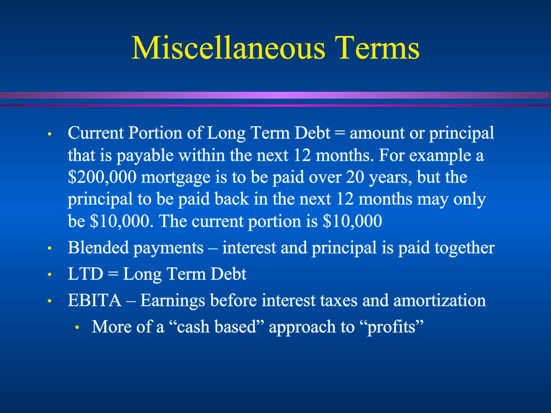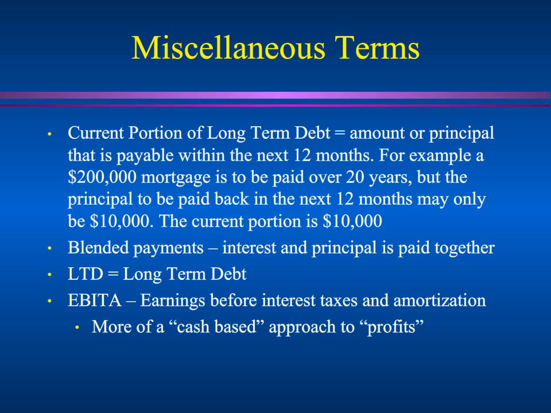Alright, some more quick terms. Current portion of long-term debt. I think we already covered this, but it seems to come up right about now again. So if I have a $200,000 mortgage, going to be paid over 20 years, the principal paid in the next 12 months might only be $10,000, might be $5,000, $8,000, depending how high the interest rates are and what it's set up as. So if it is $10,000 of principal that I'm going to pay back in the next 12 months, the current portion of that long-term debt is $10,000. And of course, the long-term portion is $190,000.